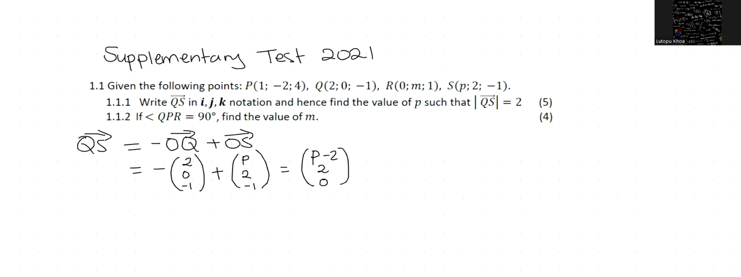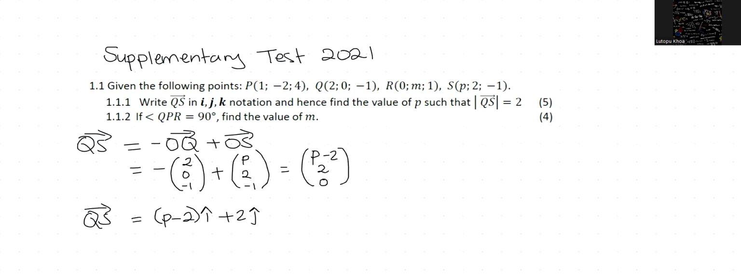Okay, so now writing QS in I, J, and K notation, this is P minus 2 I. So you have to put the hat or underline it and not just write it as a normal I because it is a vector. Then we have plus 2J. And then 0K, so we don't even need to write it.